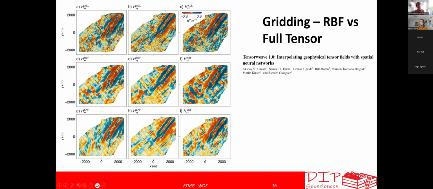This is RBF, and you see it's kind of noisy, and this is the result of Akshay's tensor weave. This is the full tensor interpolation that he's getting, which is much, much cleaner than what we are getting with the RBF component-wise interpolation.